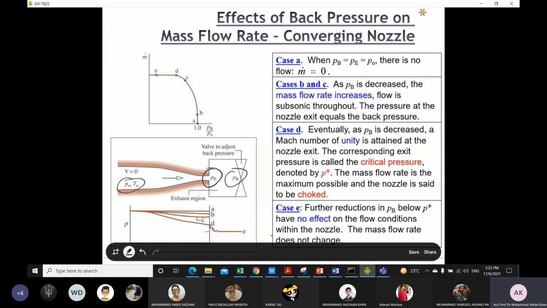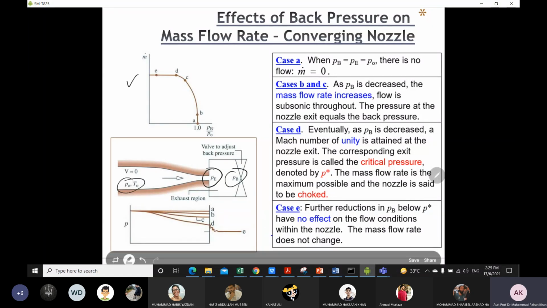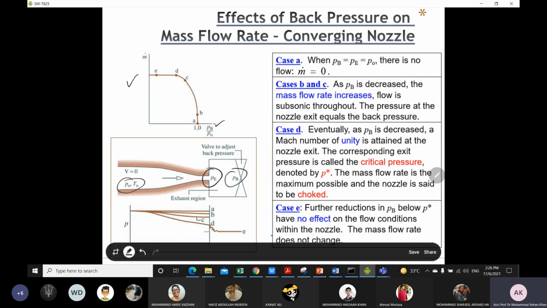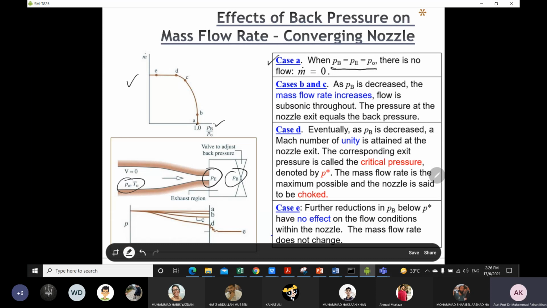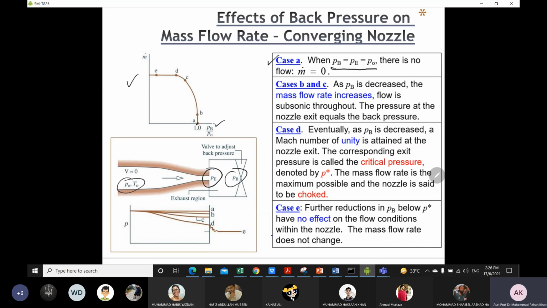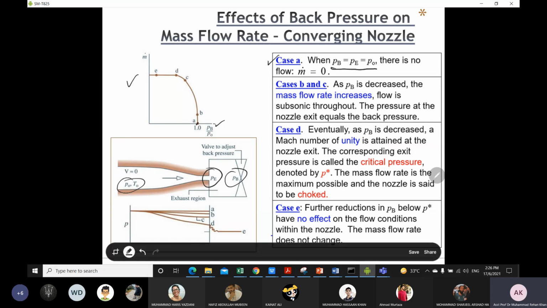For this case, we are trying to develop a graph between mass flow rate and the ratio PB by P naught. PB is your back pressure and P naught is your inlet pressure. For case A, the point A mentioned over there, PB is equal to PE is equal to P naught. If the pressure is the same, there is no flow, so mass flow is zero. So we just place this A on this line.